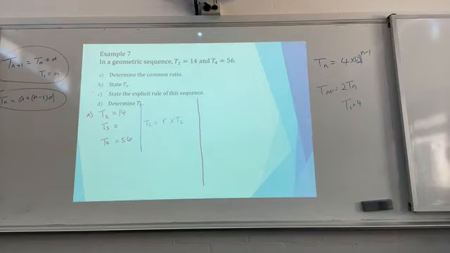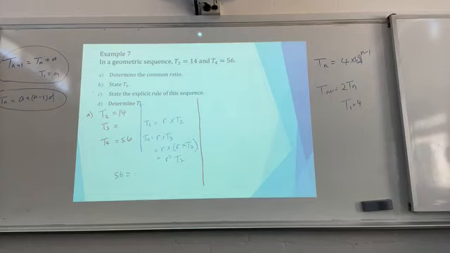And T4 is the ratio times T3. And you know that T3 is R times T2, which is R times R times T2. Correct? So therefore, T4 is R squared times T2. Now, we know T4 is 56.